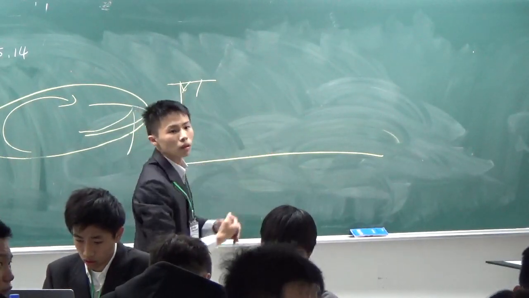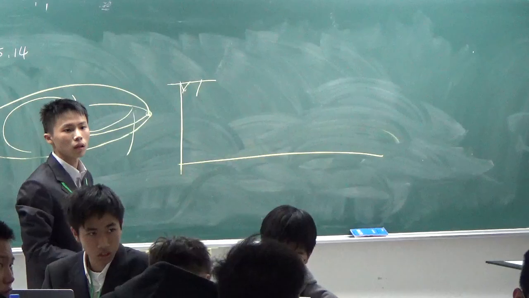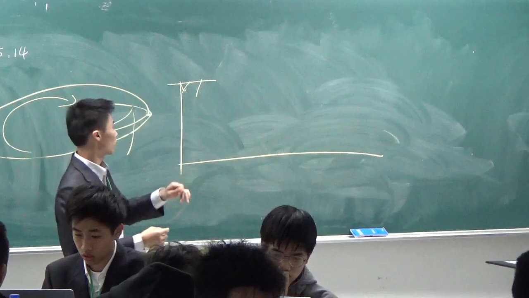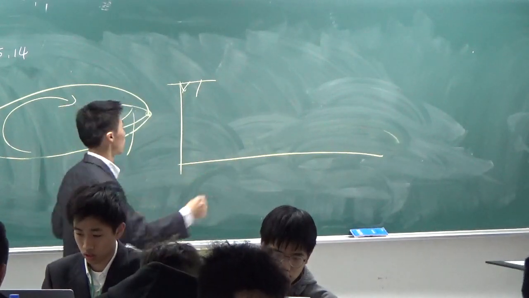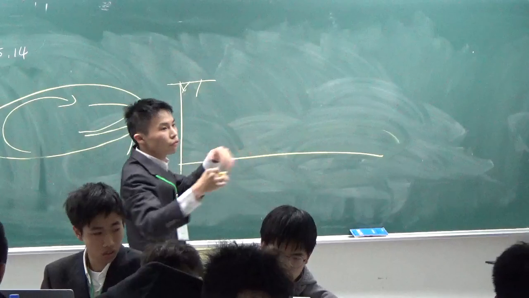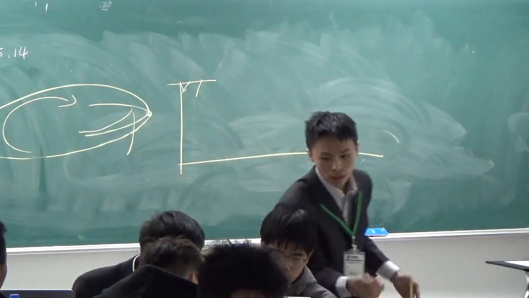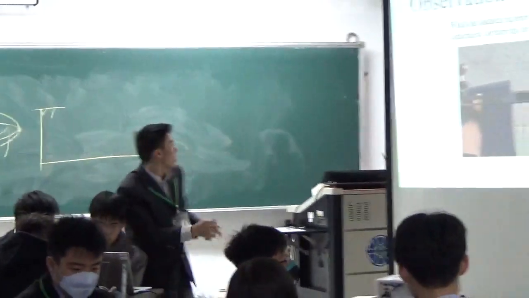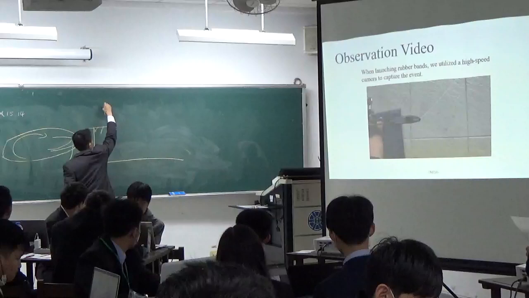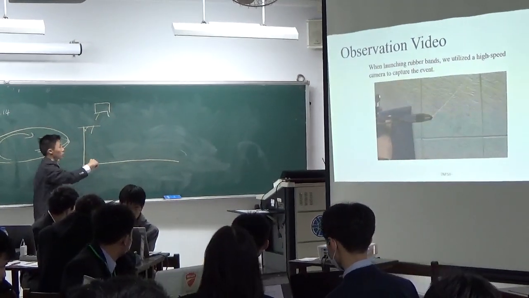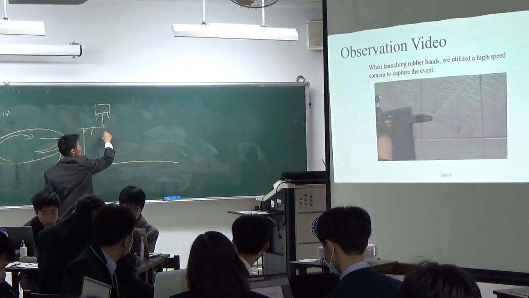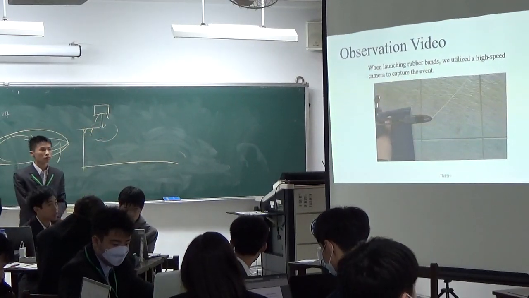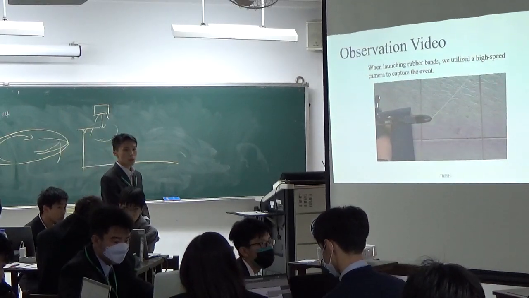How can you see the wave propagating on the rubber band? When we are observing the kinetic energy, we place the camera here. And if we want to observe the wave, like in our observation video, we put the camera here to take the videos of this region. Okay, so when you want to observe the waves, you change the camera position, right?